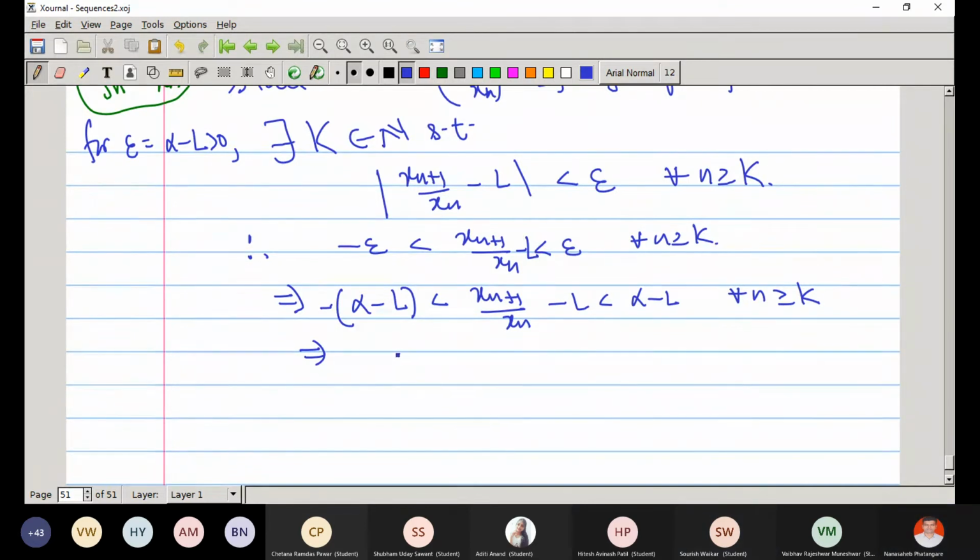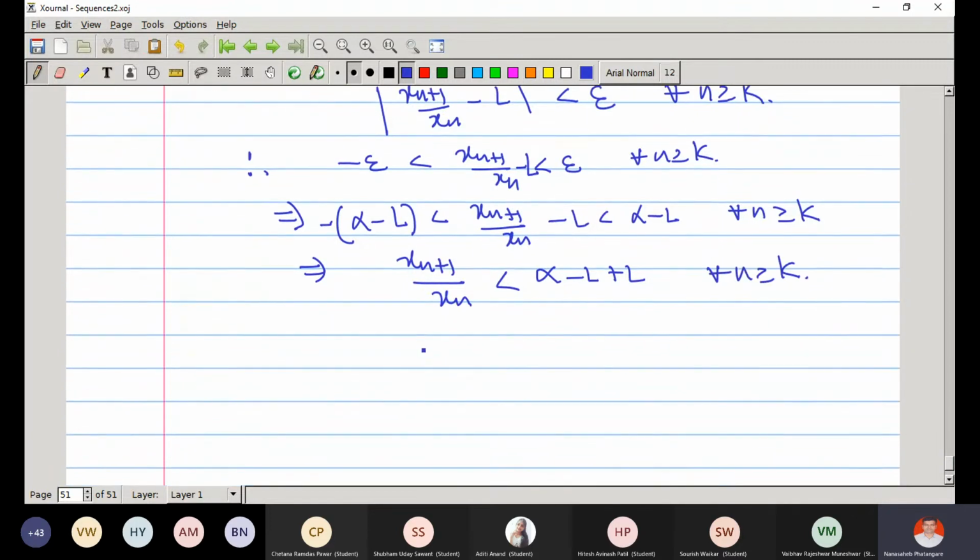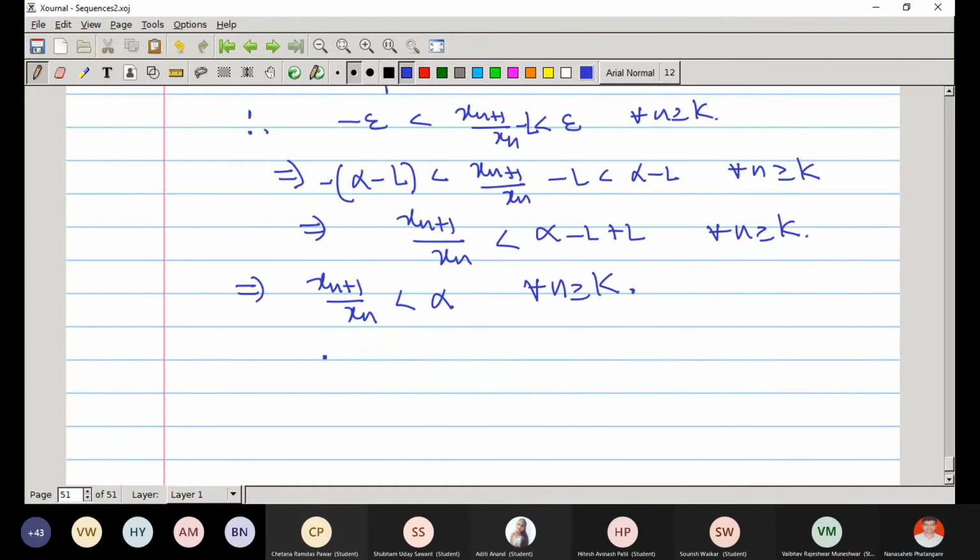Yes. Therefore, xn plus 1 upon xn is less than alpha minus L plus L for all n greater equal k. So forget about left hand side, just see what the right hand side says. So xn plus 1 upon xn is less than alpha for all n greater equal k. That means xn plus 1 is less than alpha times xn for all n greater equal k. Correct?